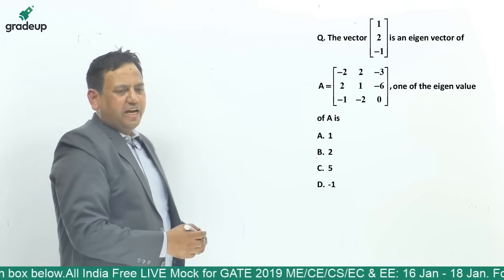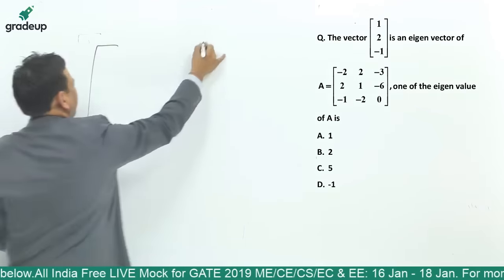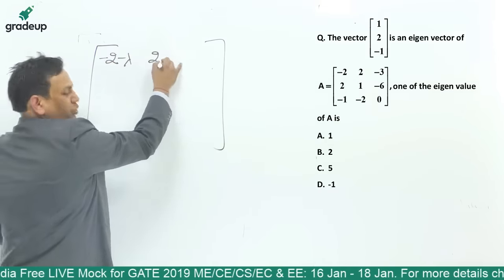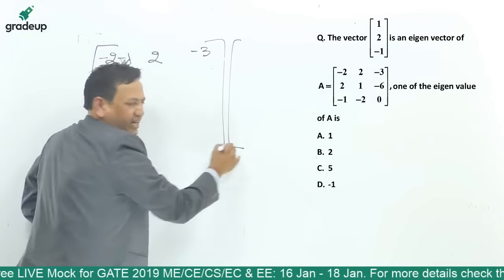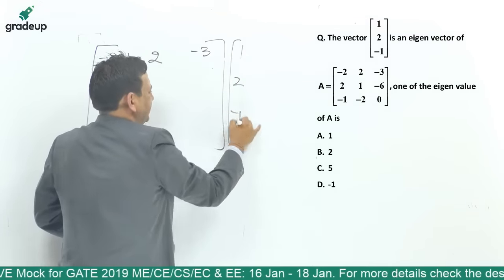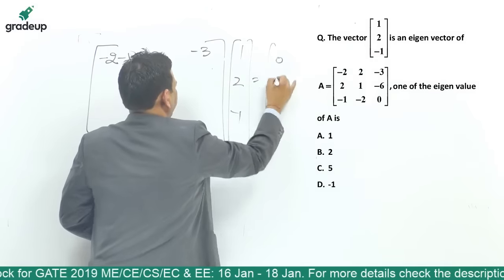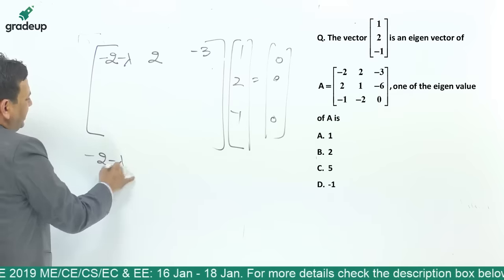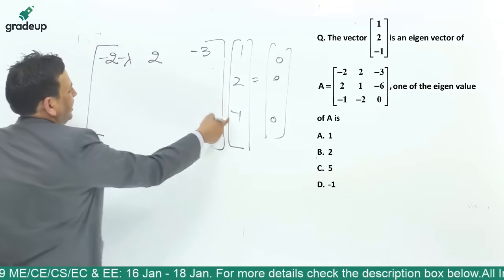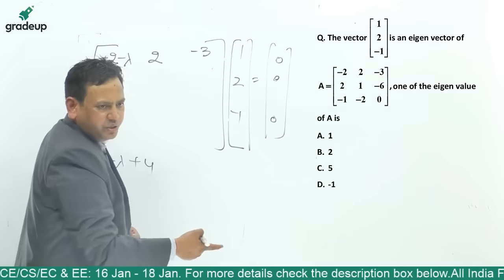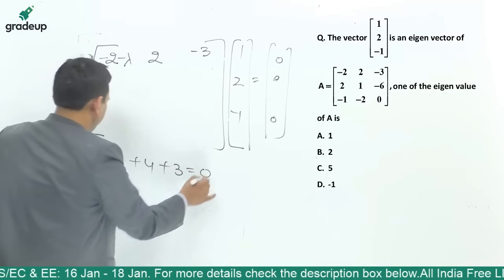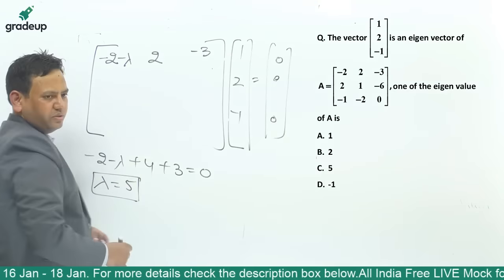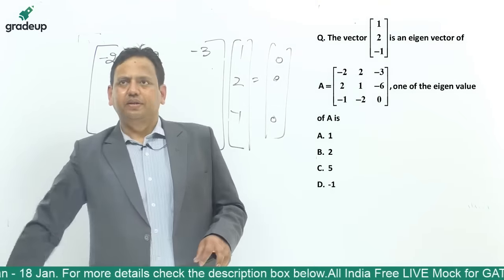It is written as this is the eigenvector, so you can calculate the eigenvalues very easily. Suppose I take any one row, 2 and minus 3, and this is the vector 1, 2, minus 1. So the resultant would be equal to 0. You can take any single equation and you will get the answer. So we say minus 2 minus lambda, then 2 plus 2, 4, and minus 3 into minus 1 plus 3 is equal to 0. So you'll get lambda equal to 7 minus 2, 5. So my answer is C, Chennai.